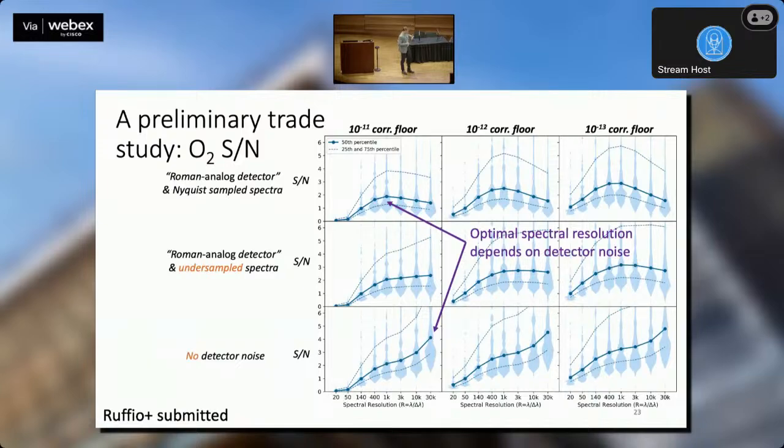We can also vary the amount of detected noise. So the middle row here is just assuming an undersampled spectrum instead of being Nyquist sampled. That shifts the optimal spectral resolution towards higher spectral resolution. And then for fun, also just assuming we might get completely zero noise detectors, what happens in the bounding case where we have no detector noise? In that case, we should just pick the highest spectral resolution we can, because there's always going to be more information there.